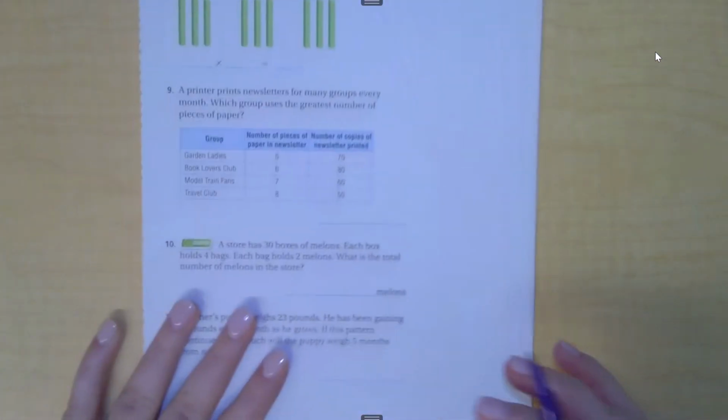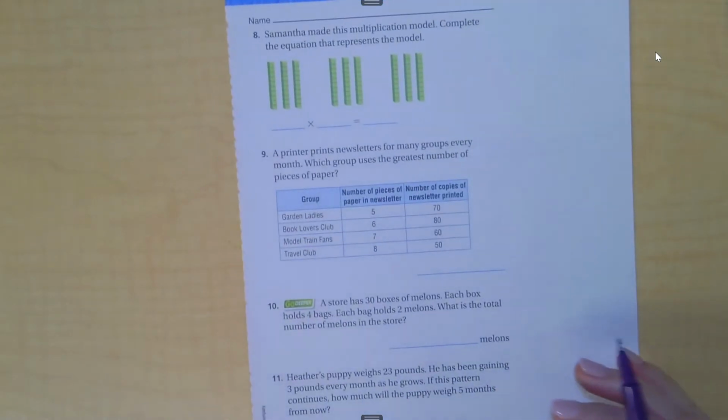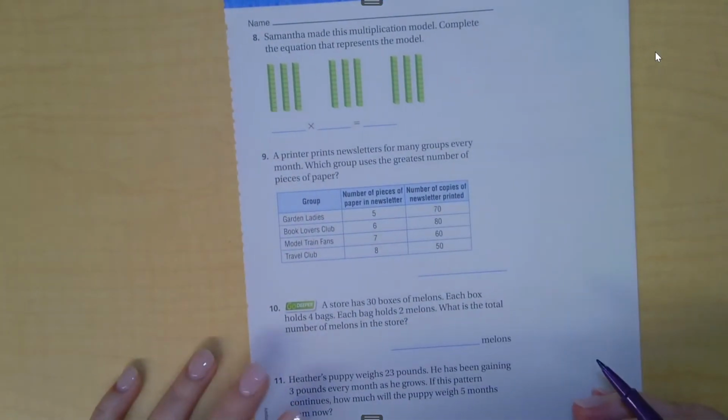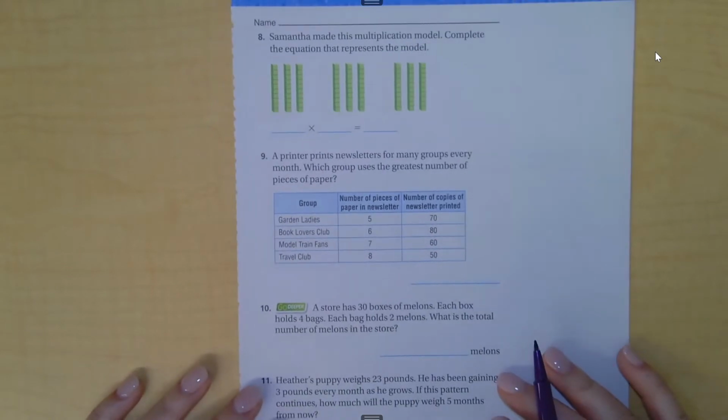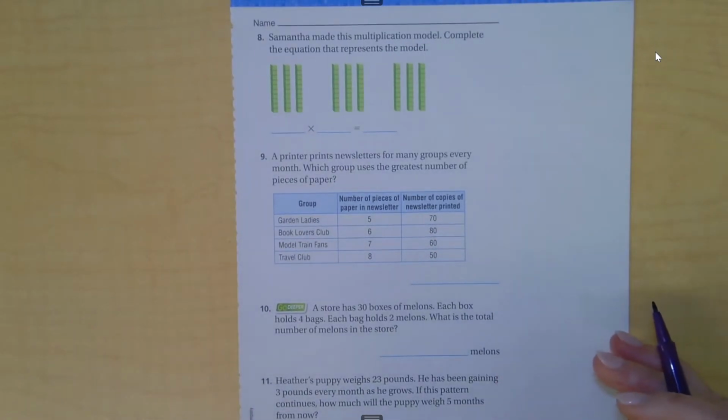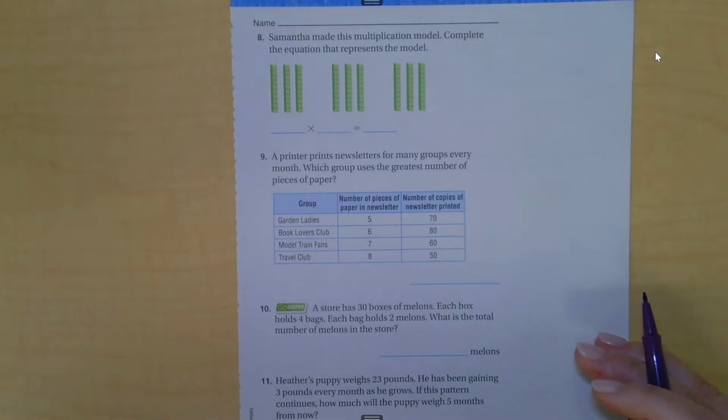Grab the next page, 295. Here we go. Alrighty. Samantha made this multiplication model. Complete the equation that represents the model.